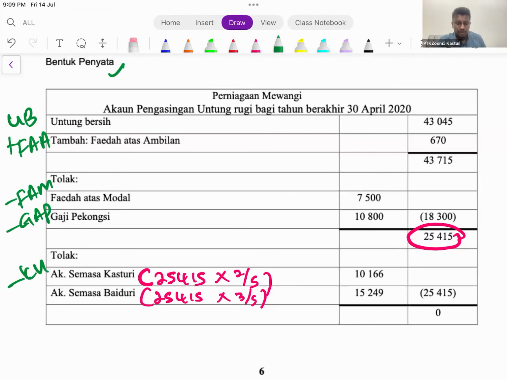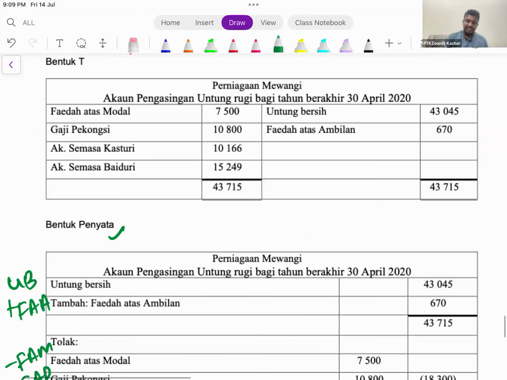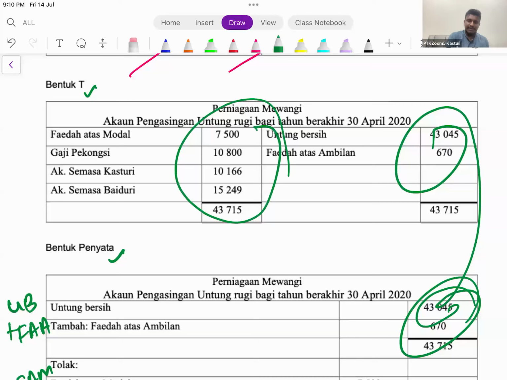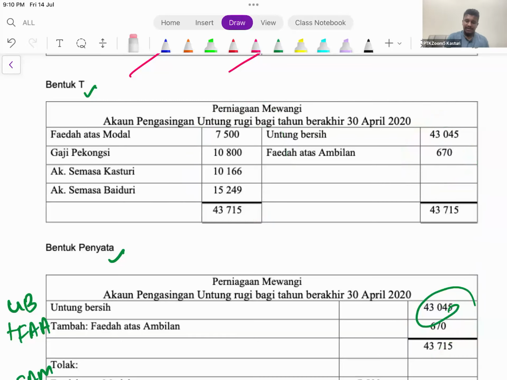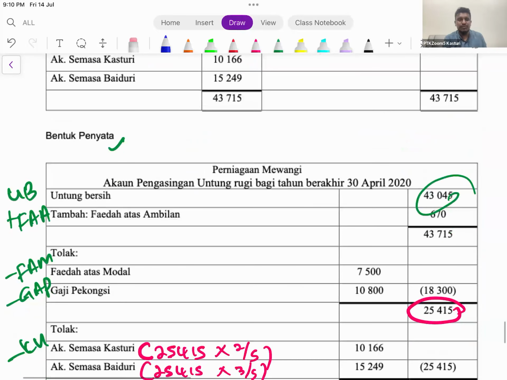And we have another bentuk which is the bentuk T. Bentuk T is actually you take the untung bersih, whatever that you tambah, credit side, whatever you tolak, debit side, and then you balance up. But that one not really popular. Maybe it comes out in MCQ questions, but not in Paper 2. In Paper 2, I'm very sure they will ask you to do bentuk penyata.